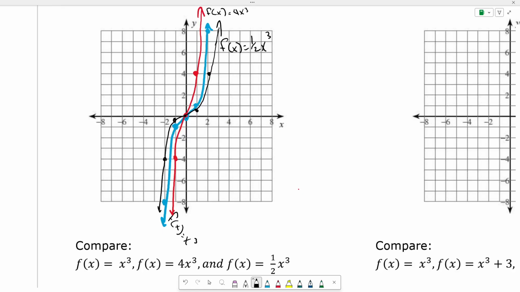So when we multiply by a number, it's going to determine how stretched out or compressed the graph may be. If it's between 0 and 1, the closer to 0 it gets, the more compressed it is, closer to the point of inflection. If it's larger than 1, it's going to stretch it out, make it real skinny going up.